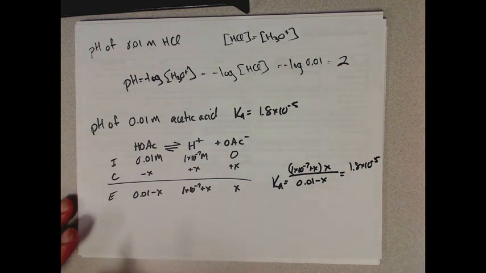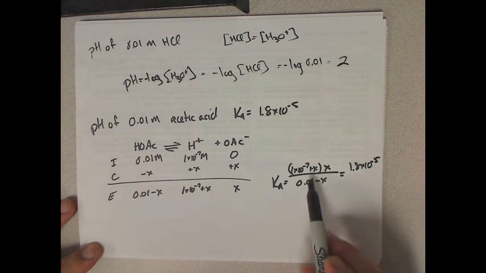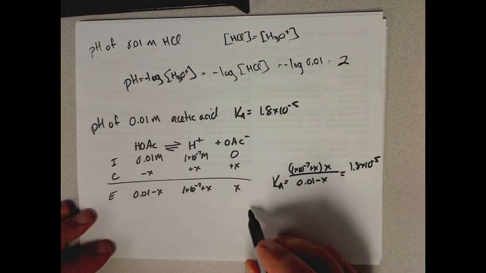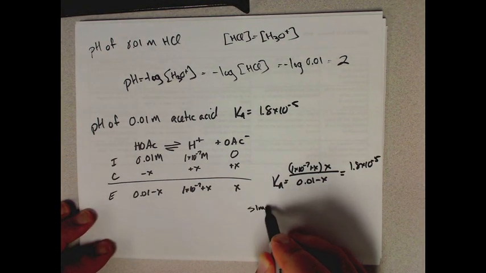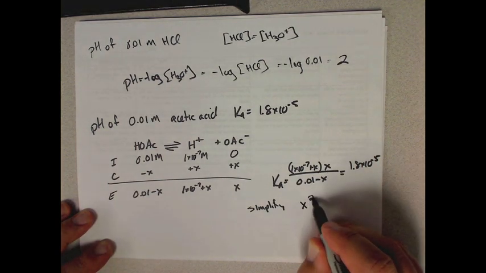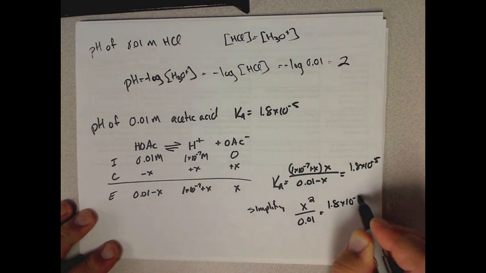If we really wanted to, we could solve this for x, and we wouldn't really have any trouble. I like to take a simpler approach. We know, generally speaking, that our number is going to be probably way smaller than 0.01 and way bigger than 1 times 10 to the minus 7th. So we can make some assumptions and simplify this to x times x divided by 0.01 equals 1.8 times 10 to the minus 5th.